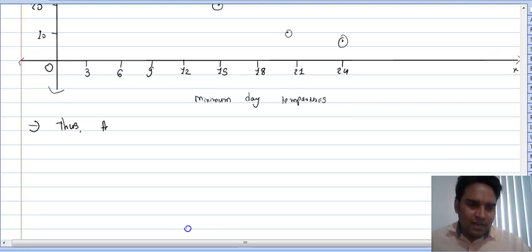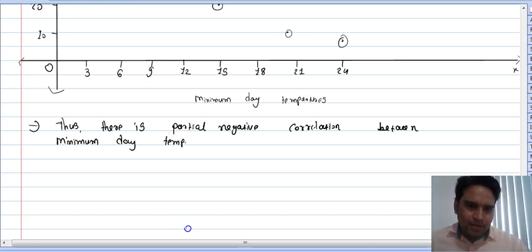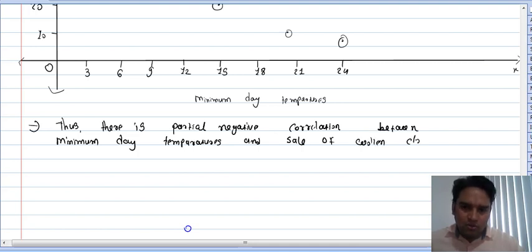Thus there is partial negative correlation between minimum day temperature and sale of woolen clothes. Okay?